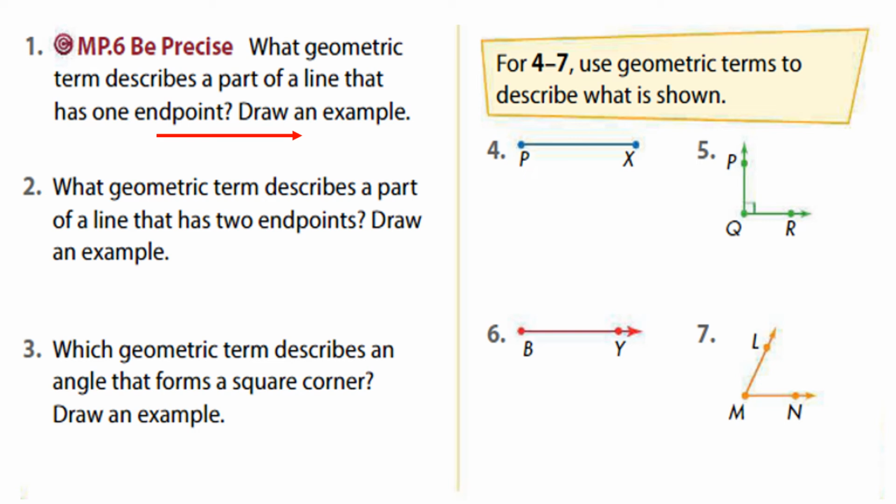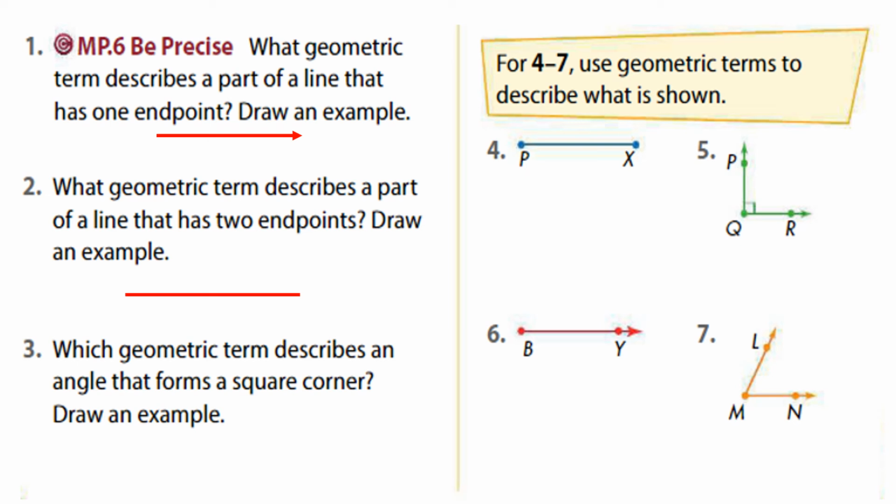Question 2. What geometric term describes a part of a line that has two end points? Remember, guys, which one has two end points and no arrows? Of course, the line segment. So the answer of question number 2 will be a line segment. Question 3. Which geometric term describes an angle that forms a square corner? What is the square corner? Which angle looks like a square corner? Of course, it's a right angle. So question number 3 will be right angle.